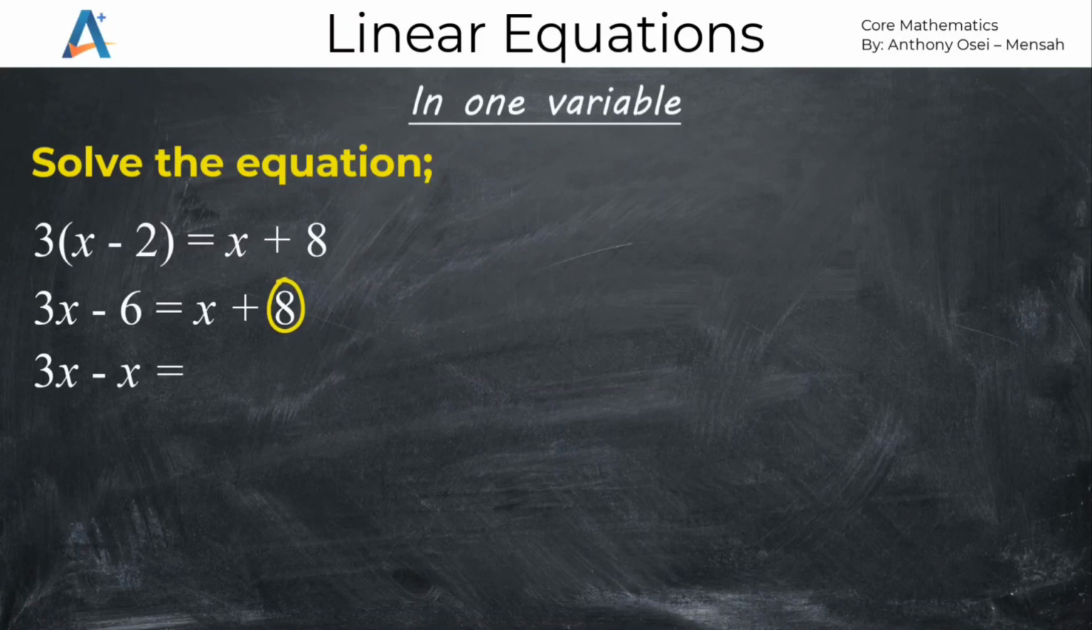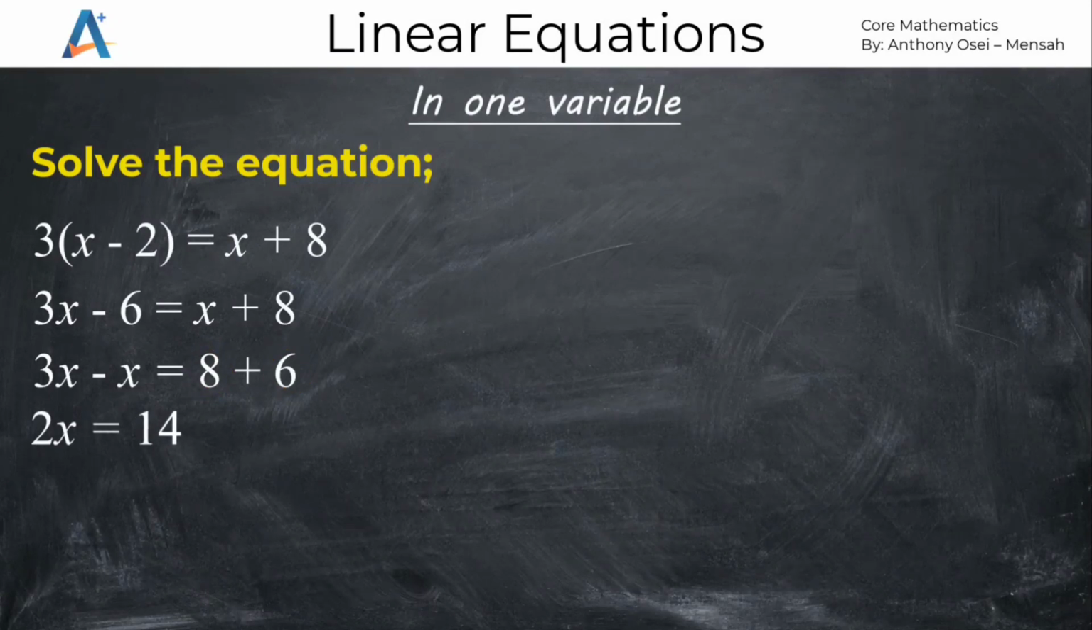It's left with 8. 8 is a constant number. So let me repeat the positive 8. Then the minus 6 is also a constant or a real number. It will move to the right hand side, and the minus moves across the equal sign to become plus, so it becomes plus 6. Now simplify. 3x minus just 1x, or minus x, will be 2x. So we have 2x here, equal to 8 plus 6 to give me 14.